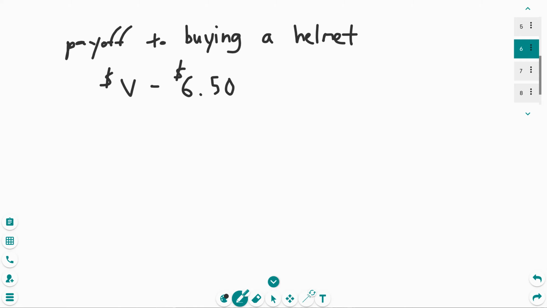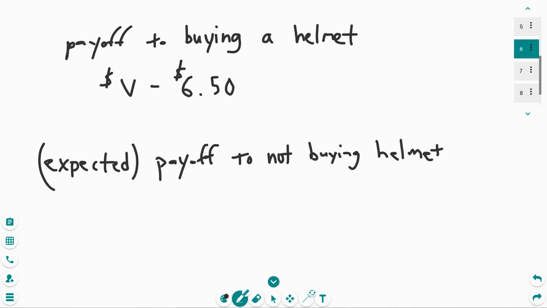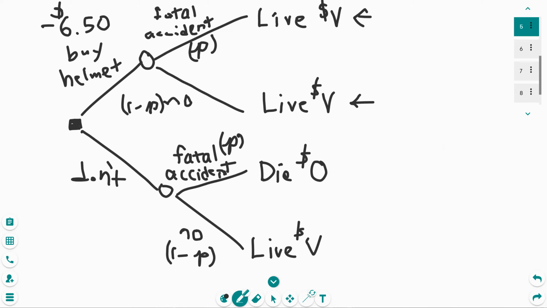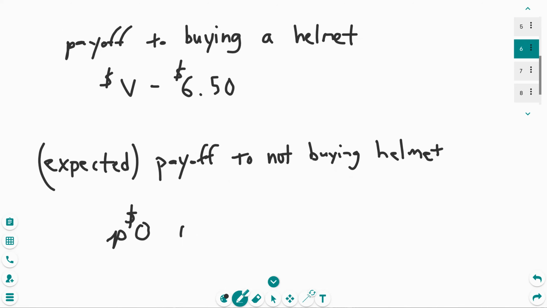Now the expected payoff to not buying a helmet, in this case, we don't have any cost, but we do have some probability of getting in a fatal accident, in which case our payoff is 0. That's the scenario in which we get in a fatal accident and die. We'd have a 0 payoff with a P probability. And then we would add that to the probability of not getting in a fatal accident, in which case we would capture the payoff to being alive V.